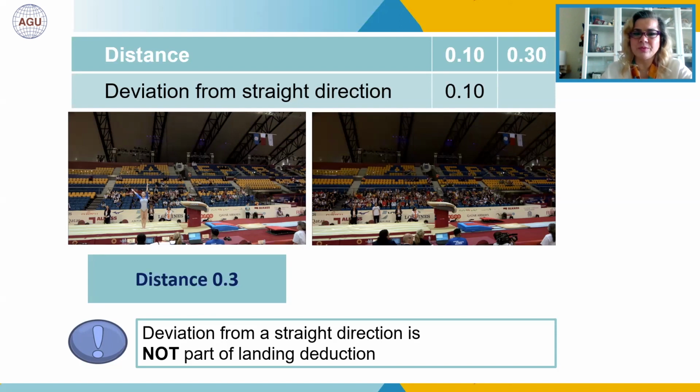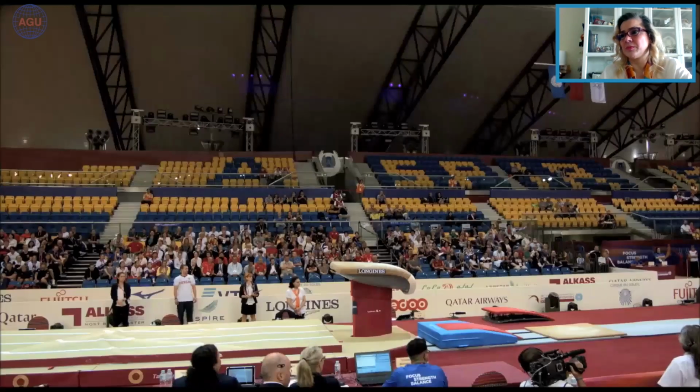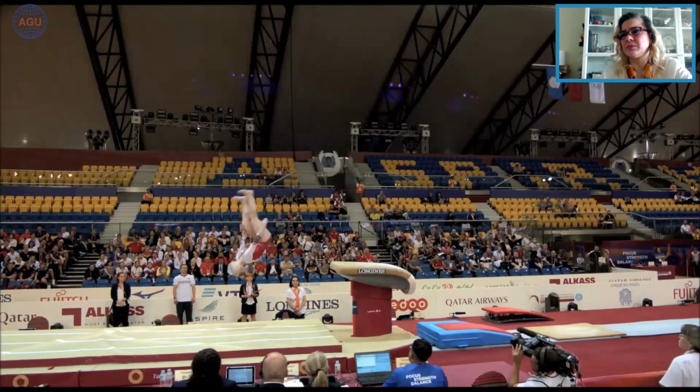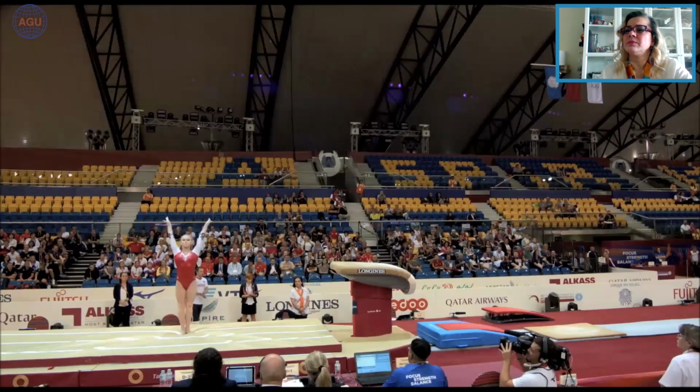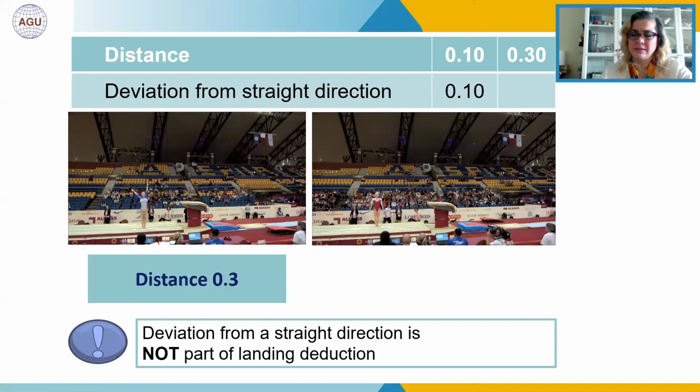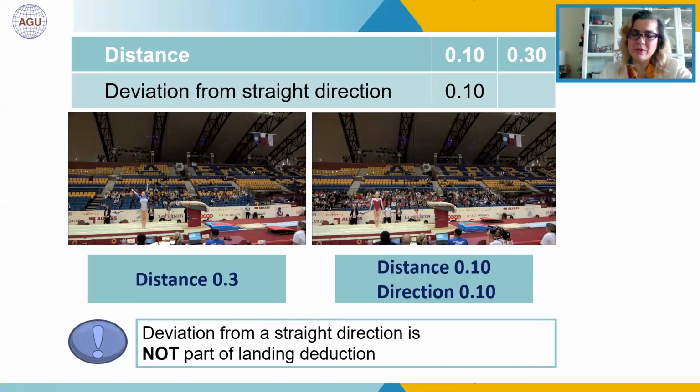Another example. Okay. More far from the vaulting table, so only a deduction for distance of 0.1, but she receives another deduction of 0.1 for the direction, deviation from the straight direction, okay?